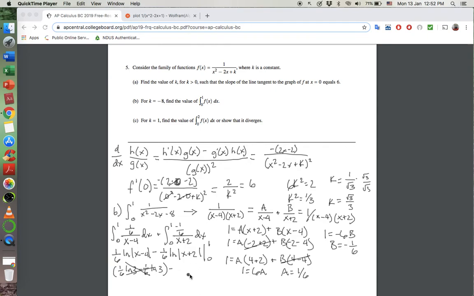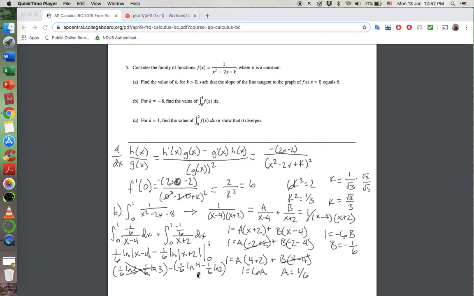And so in our second term, looking at 0 for x, we've got 1/6 again. 1/6 natural log of 0 minus 4 is negative 4, but we've got absolute value, so ln 4. And we're subtracting from that 1/6. Plug in 0 for x, we get 1/6 natural log of 2.